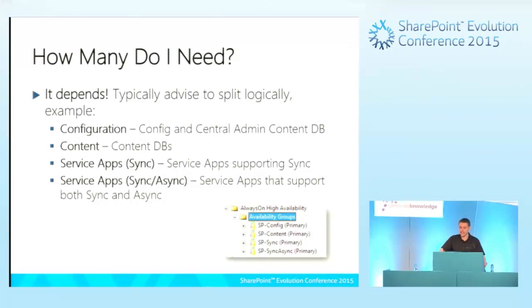And the reason for this is that in my particular environment, I'll be using Always On for high availability and disaster recovery. If you're just using Always On for HA, you could really get away with one availability group. But if you're looking at disaster recovery too, you need to be mindful of splitting the groups up.